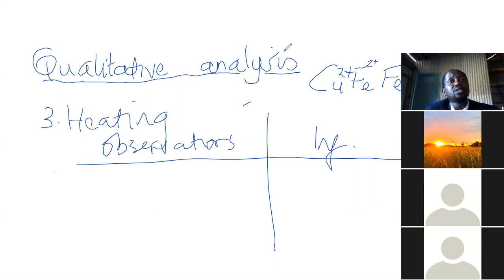You are also, under the observations, supposed to mention the color of the residue. Is it a white solid? Is it a black solid? So describe the nature of the residue.